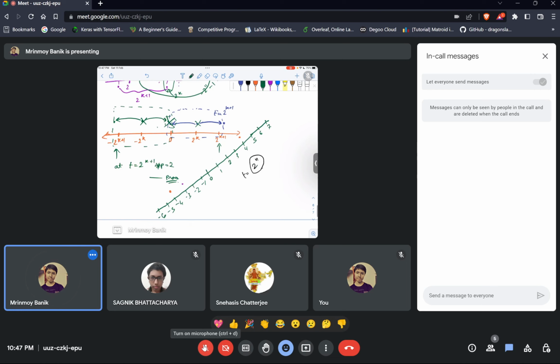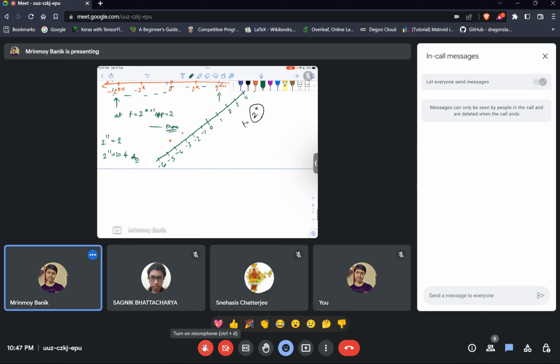Right. So at 2 power 11, there will be just two particles. So at 2 power 11 plus 1, there will be four particles. Right, so 4 is our answer. Okay. Next.